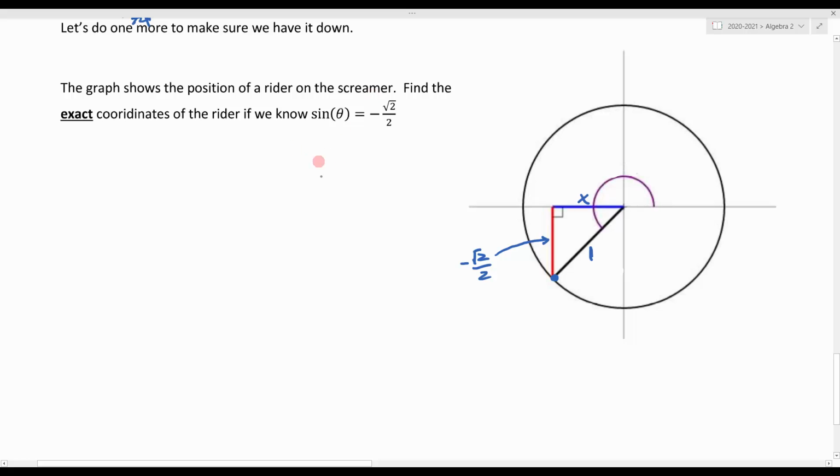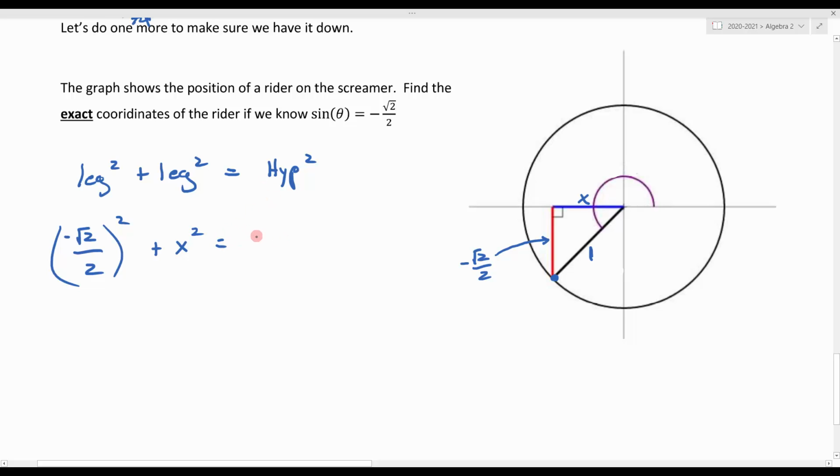All right, so they're going to give you some piece of the triangle. One piece you always know, that's the hypotenuse. So it always sets up a nice Pythagorean theorem that we can set up. All right, we're going to go ahead and do this here. So we've got legs squared plus legs squared equals hypotenuse squared. This is one of our legs, so I'm going to say negative root 2 over 2 squared plus x squared, that's our horizontal distance, equals our hypotenuse squared, which is just 1, so there's 1 squared.